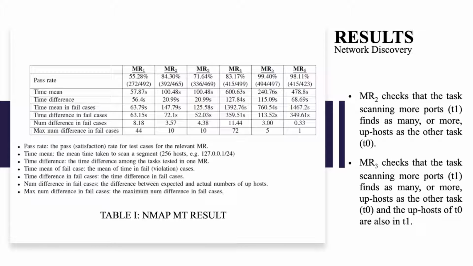MR2 and MR3 are grouped together because they use the same set of tasks. MR2 checks that the task scanning more ports finds as many or more app hosts as the other task. As previously mentioned, the time taken by MR2 in fail cases is much greater than average. However, even taking the time difference into consideration, there appear to be several hosts that are not detected correctly. The pass rate of MR3 is lower than that of MR2 because it involves stricter requirements.